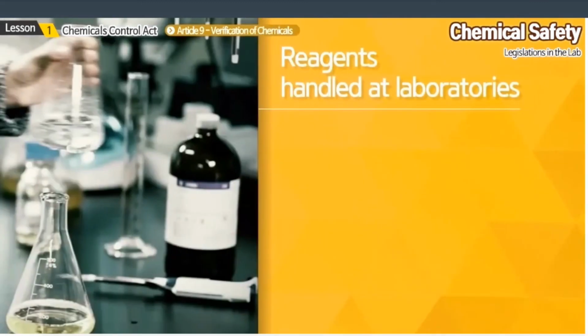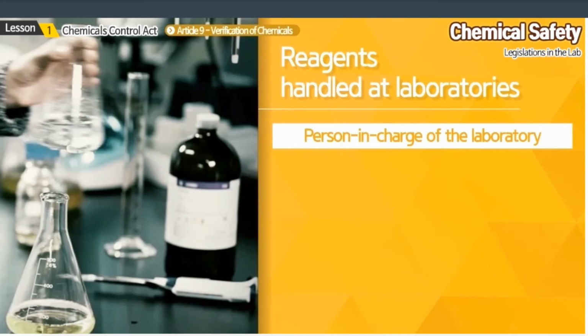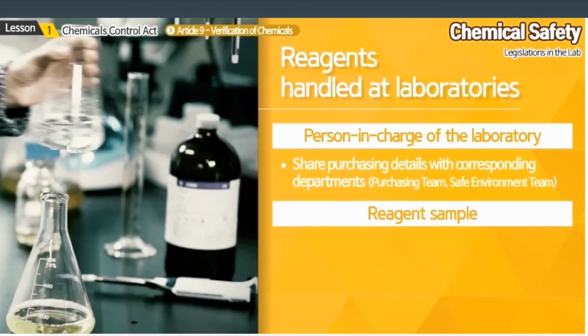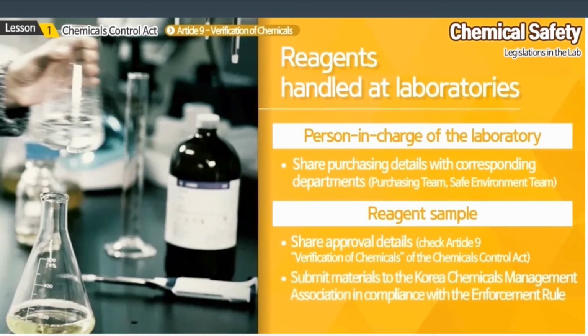Most reagents handled at laboratories are imported chemicals. The person in charge of the corresponding lab must share relevant purchasing details with corresponding departments, the purchasing team, the safe environment team, etc. In particular, almost all samples delivered by reagent companies are imported directly from overseas and not legally approved. Check Article 9, Verification of Chemicals, of the Chemicals Control Act. Therefore, the person in charge must share details of the sample with relevant departments or submit the verification of materials to the Korea Chemicals Management Association in compliance with the enforcement rule.